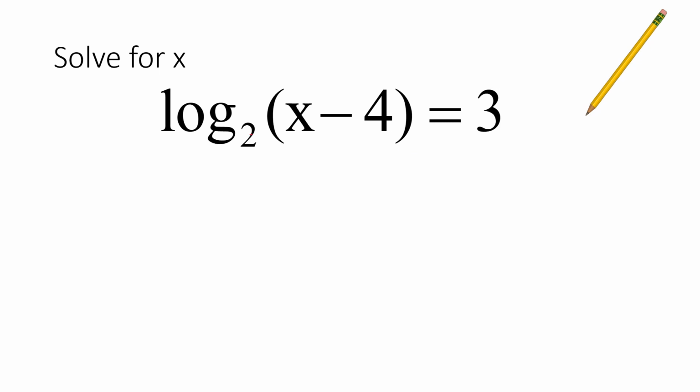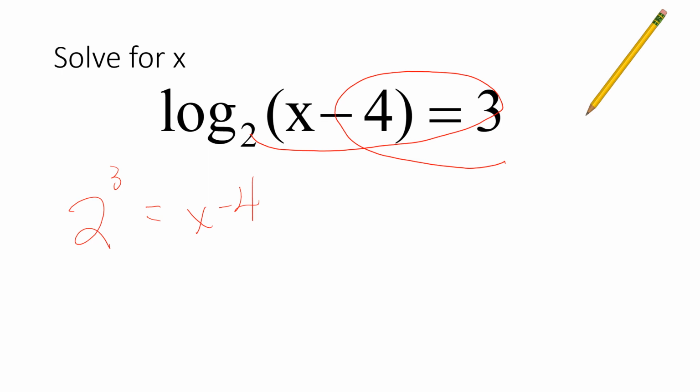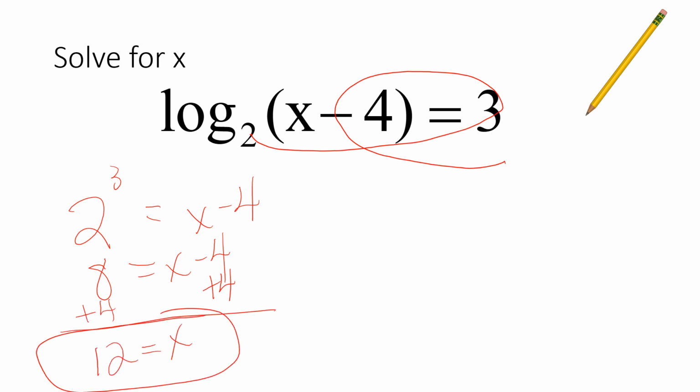Start at your base, write your E, so it's going to be 2 to the third is equal to x minus 4. 2 to the third is 8. Then we're going to add 4 to both sides, and then x would be equal to 12.